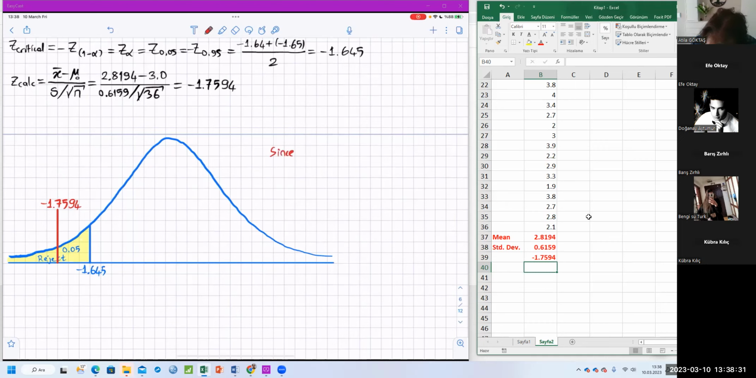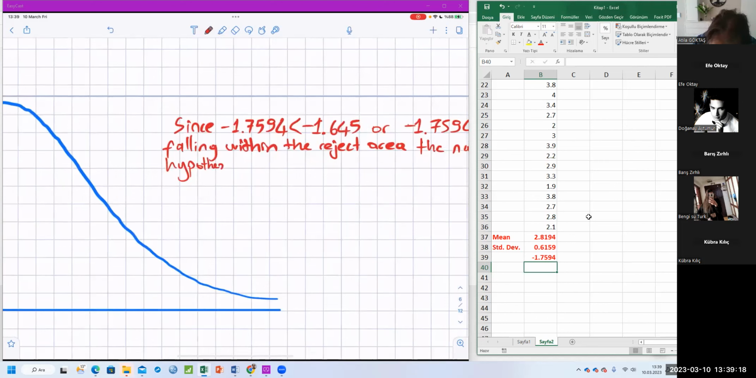Okay, since minus 1.7594 is less than minus 1.645, or minus 1.7594 is falling within the reject area, the null hypothesis is rejected with alpha 0.05 level of significance.